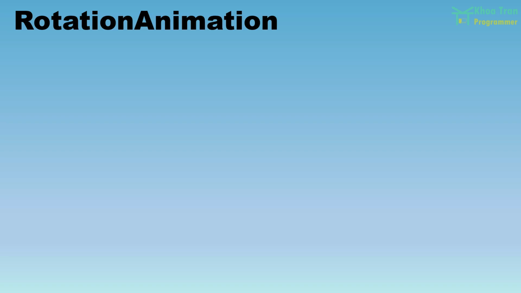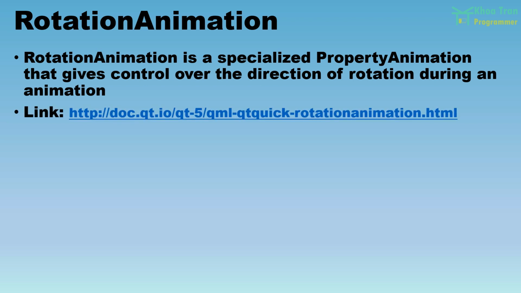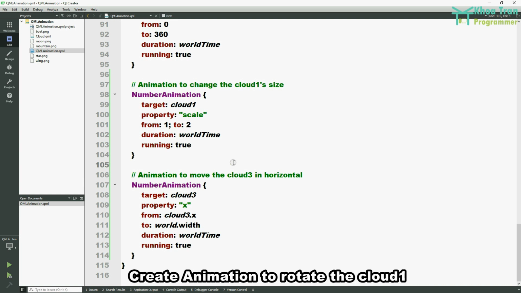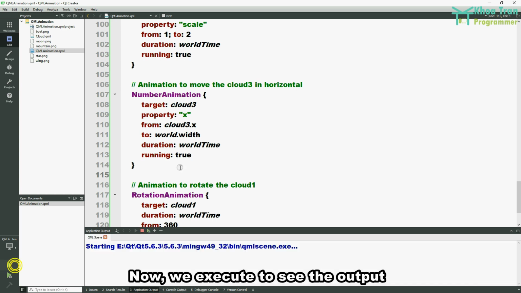RotationAnimation. RotationAnimation is a specialized property animation that gives control over the direction of rotation during an animation. We will use RotationAnimation to rotate the cloud object. Create animation to rotate the cloud 1. Now, we execute to see the output.